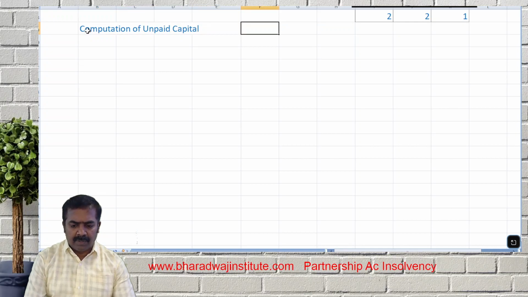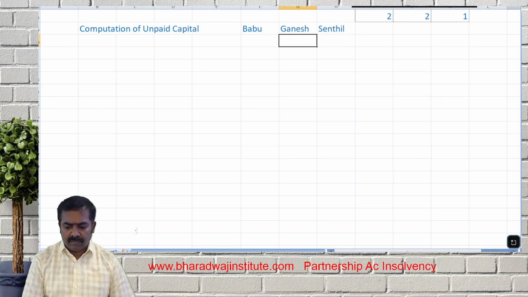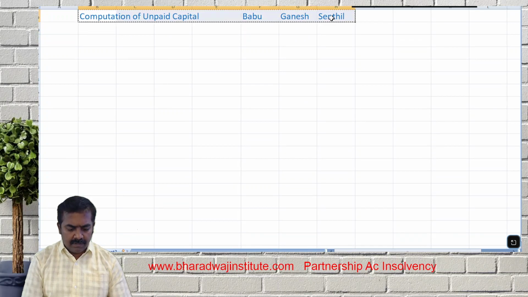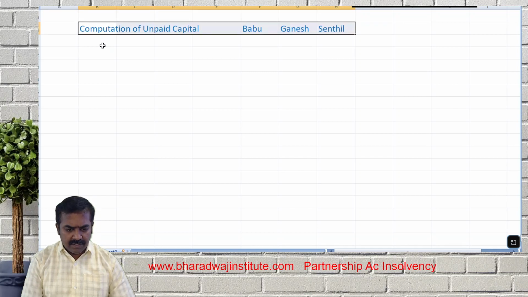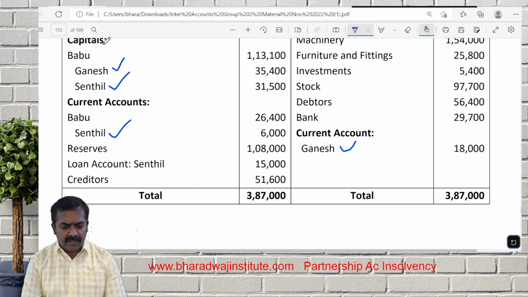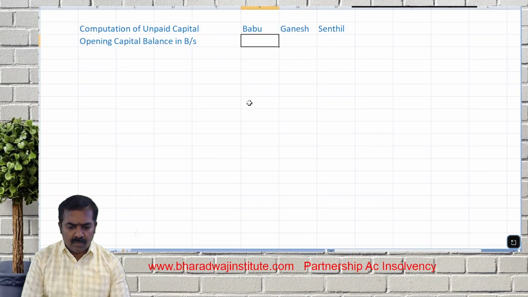Who are the partners? Babu, Ganesh and Senthil. Start. Computation of unpaid capital. Opening capital balance in the balance sheet. Who are having the balances? Babu, Ganesh and Senthil. 3 பேருக்கு 1,13,100, 35,400.